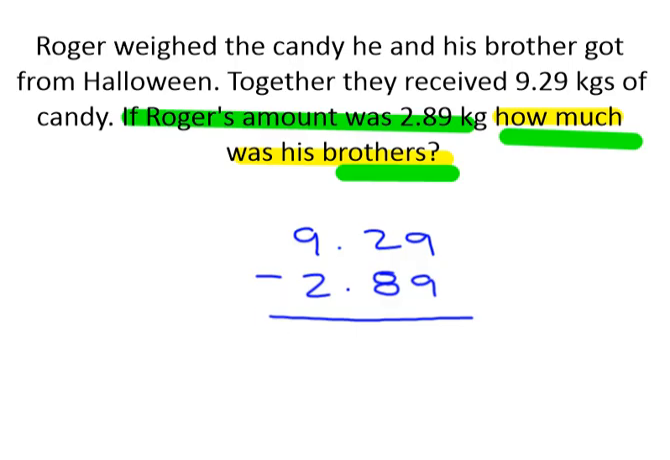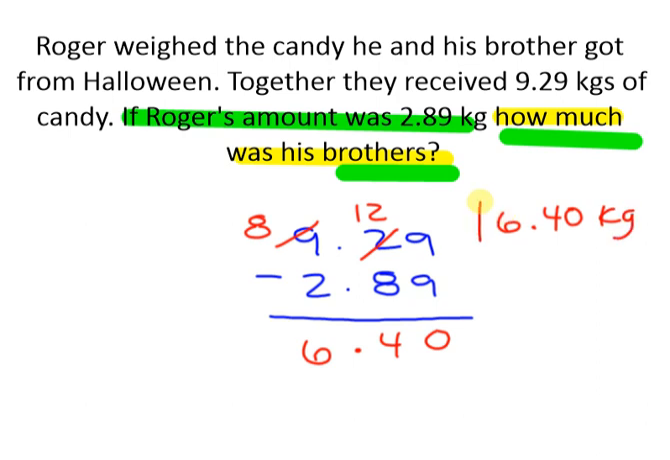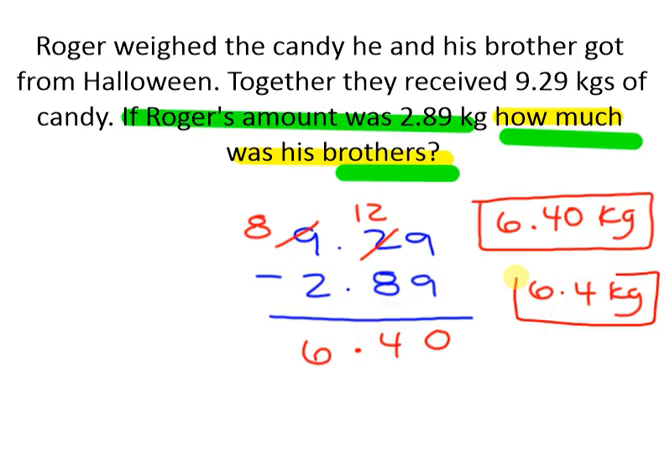Let's subtract. 9 minus 9 is 0. 2 minus 8 can't do it. We're going to borrow. The 9 becomes an 8 and the 2 becomes a 12 because we added 10 to it. 12 minus 8 is 4. Bring down our decimal. 8 minus 2 is 6. So our answer is either 6.40 kilograms or 6.4 kilograms. Either way is acceptable.